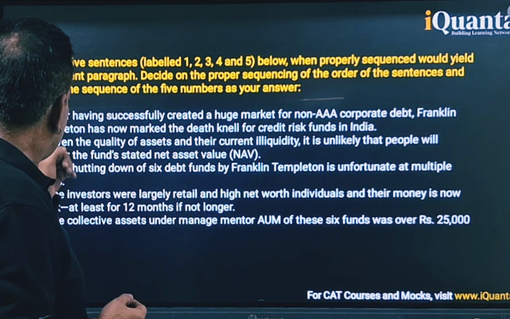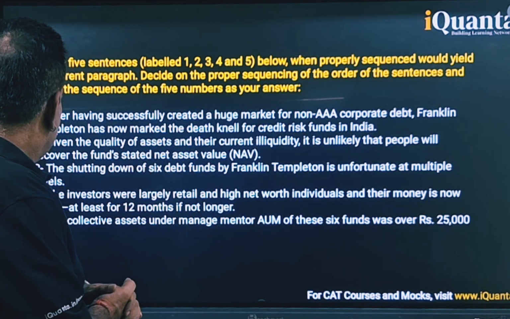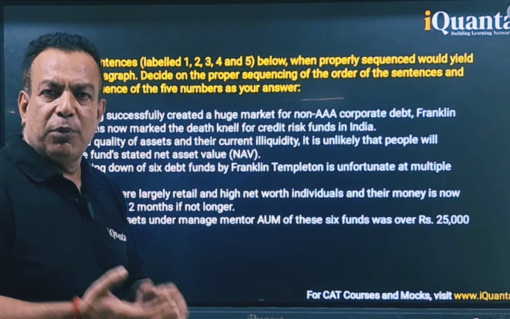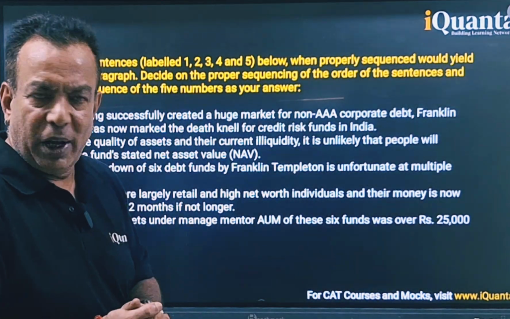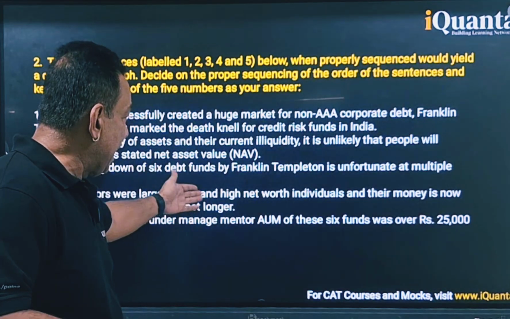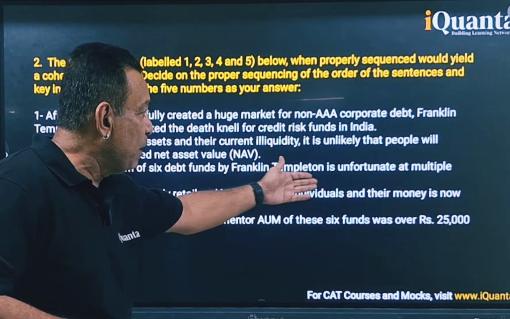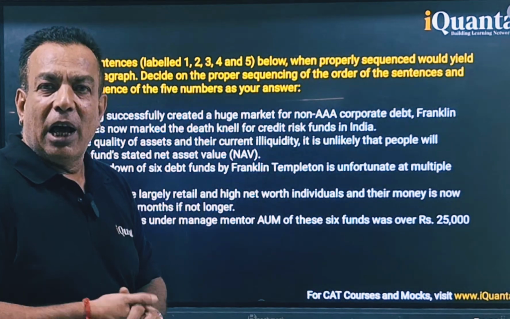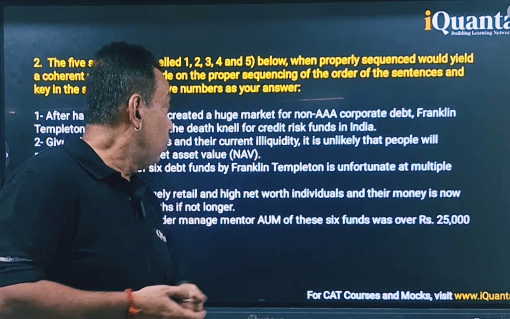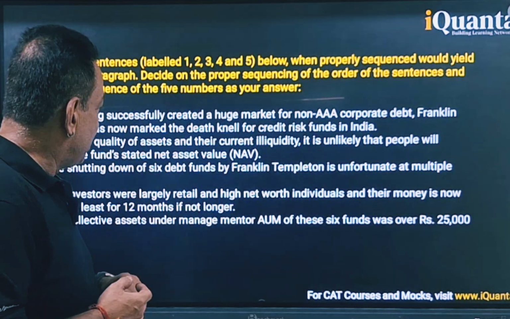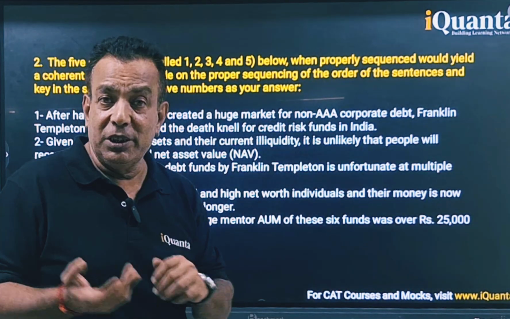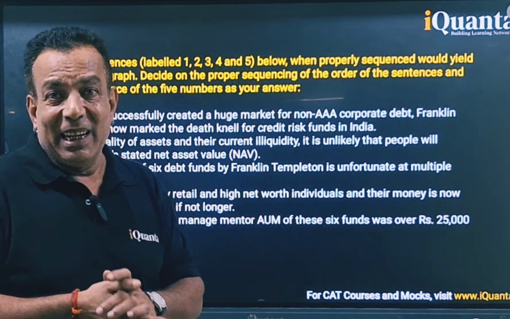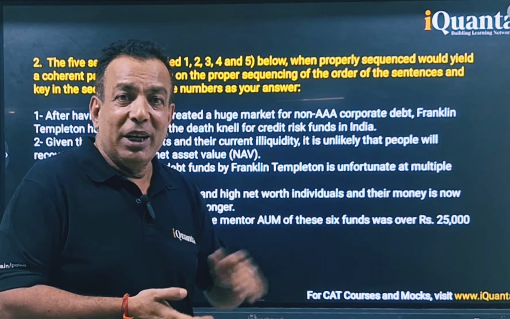Now, if we look at the rest of the sentences, they tell you about the investors. What kind of people had invested in those funds? The investors were largely retail and high net worth individuals, and their money is now stuck at least for 12 months, if not longer. So these people were largely retail and high net worth individuals, and now they have a problem. Their money is stuck, for at least 12 months. So it's going in a sequence.